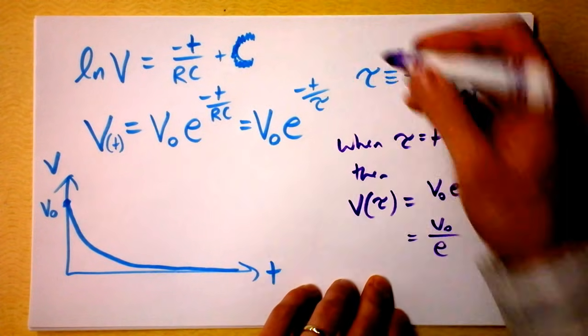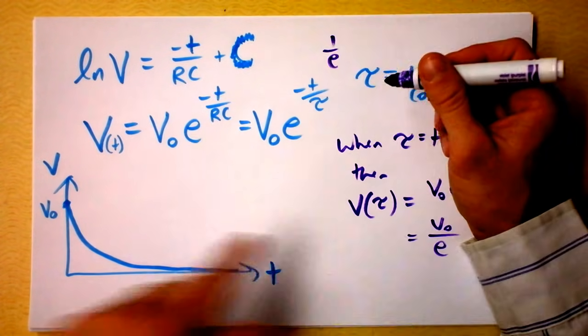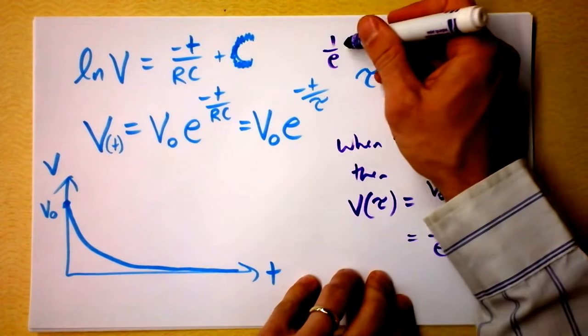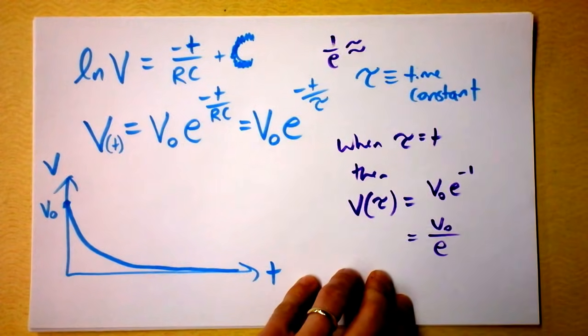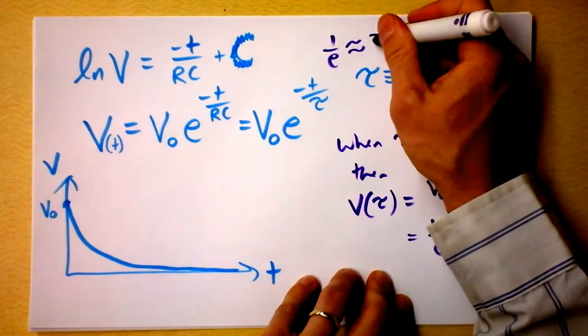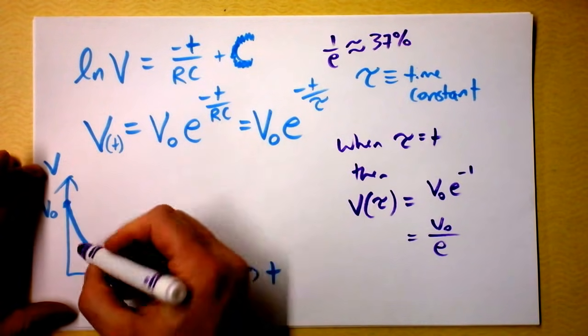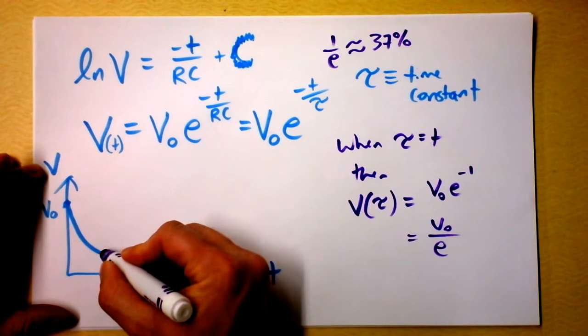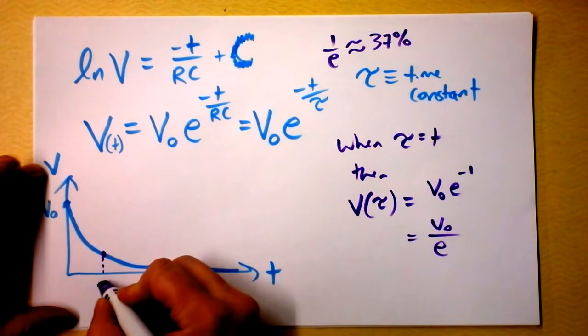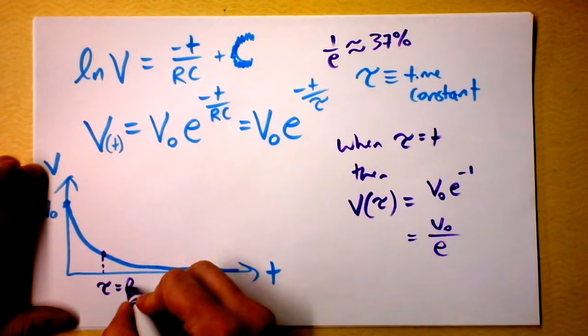Turns out that 1 over e, which is what I'm going to be doing to my V naught, 1 over e is approximately, what do we get, 37%? It's 37%. That's cool. So when this voltage gets to 37% of its value, right there, we can say that this time is tau, and tau is simply RC.